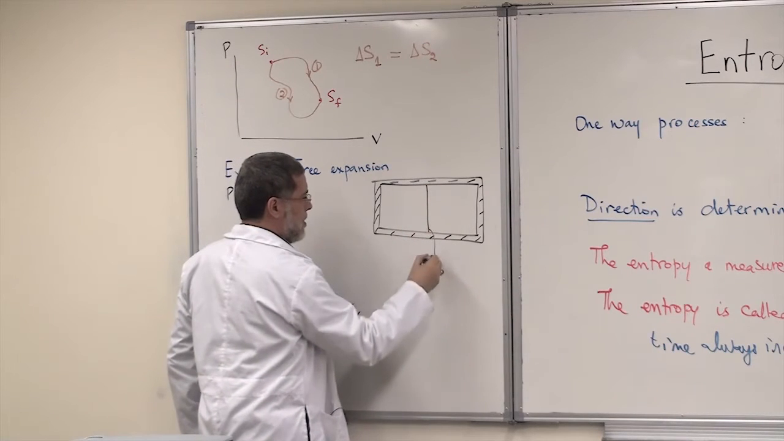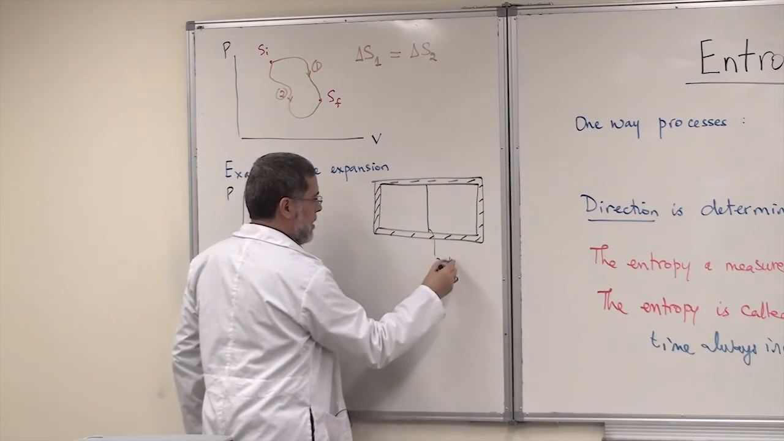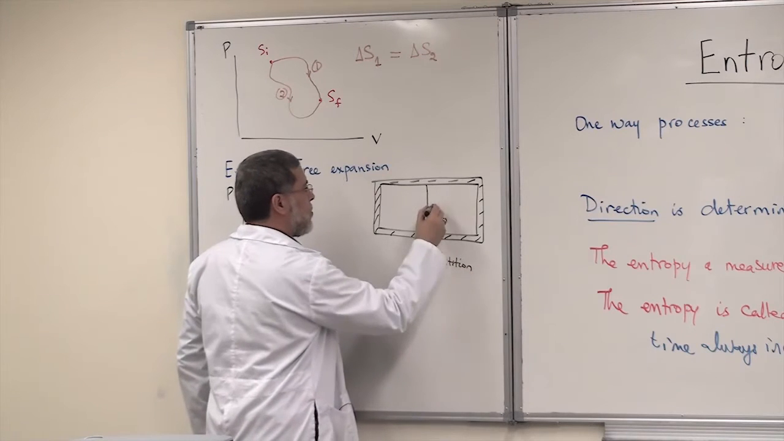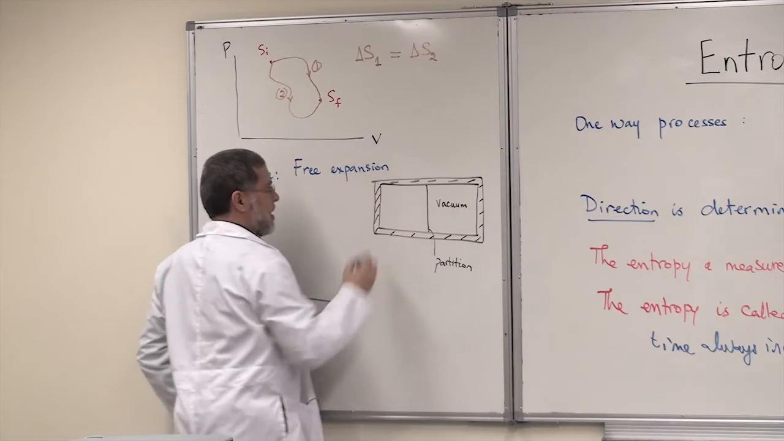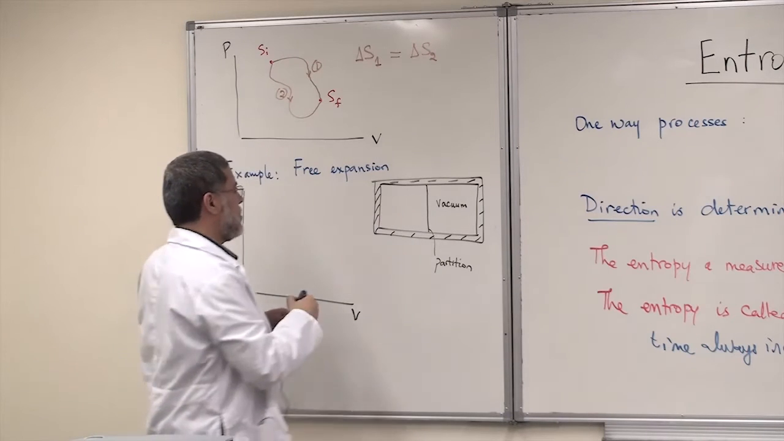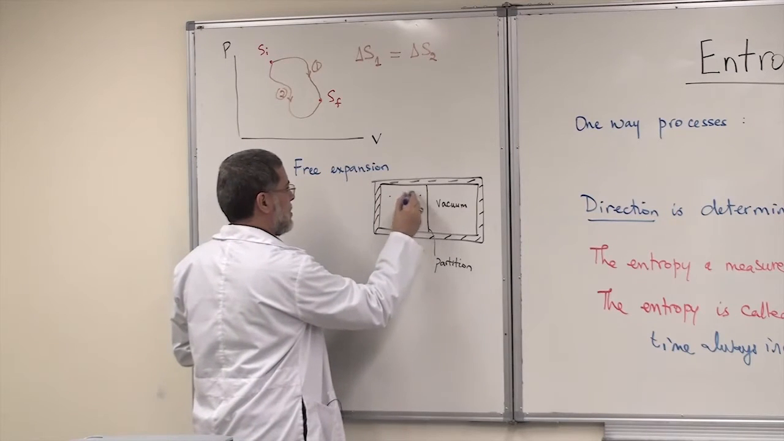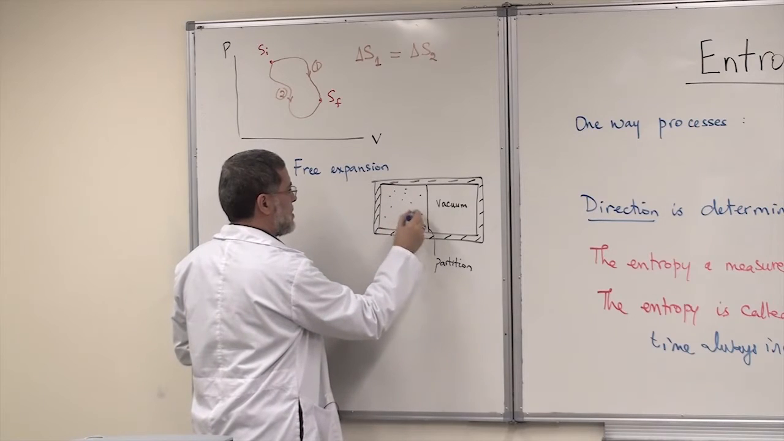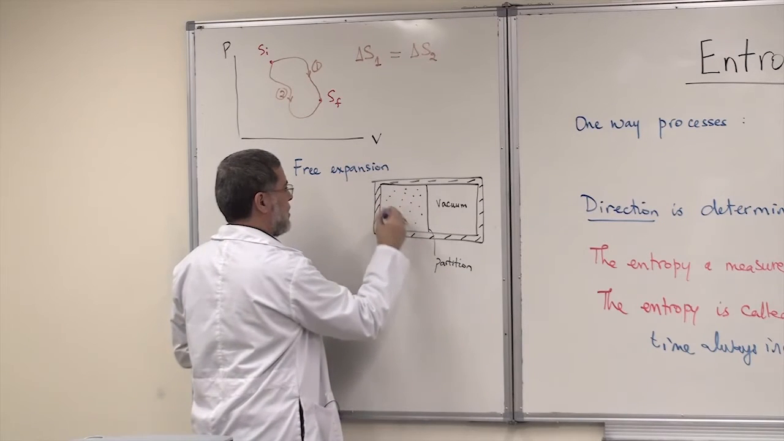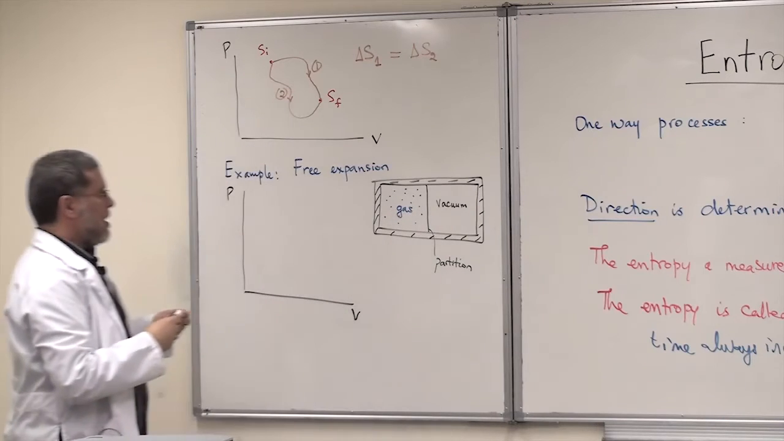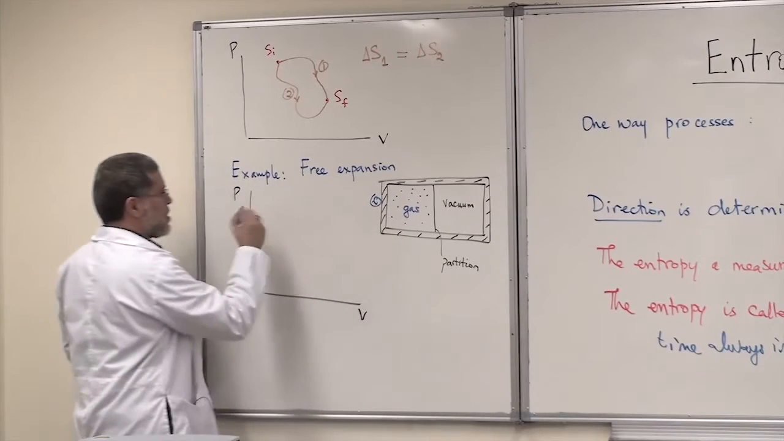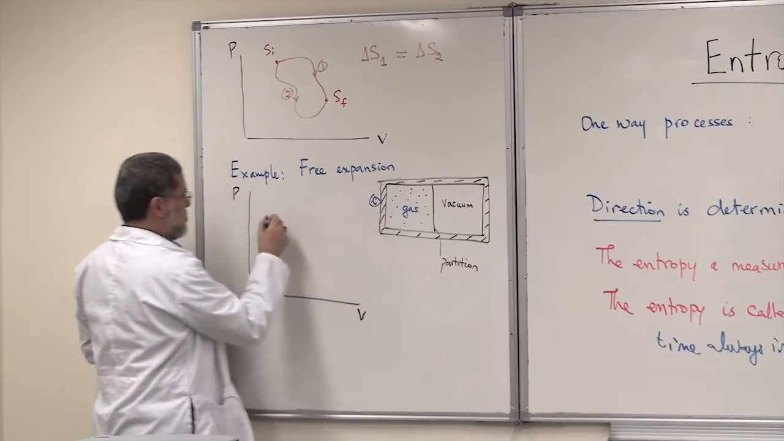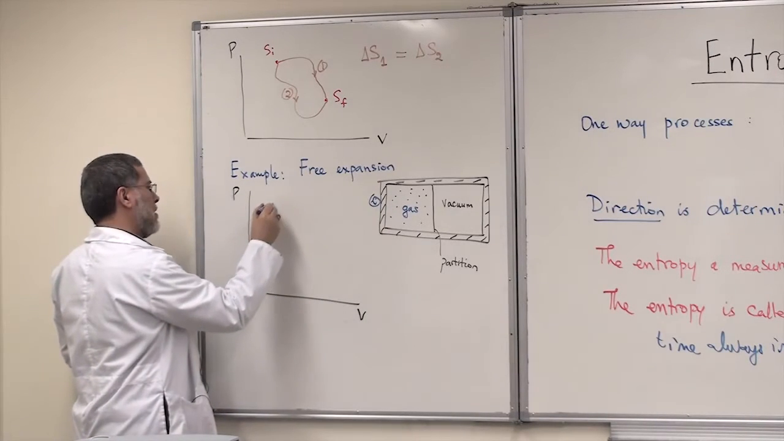So we call this partition. And on this side we have vacuum. Okay, and here on the left side we have a gas. These are the gas molecules or gas atoms here. So there's a gas here. Okay, and this is the initial state. This gas state is represented on the PV diagram here by I.